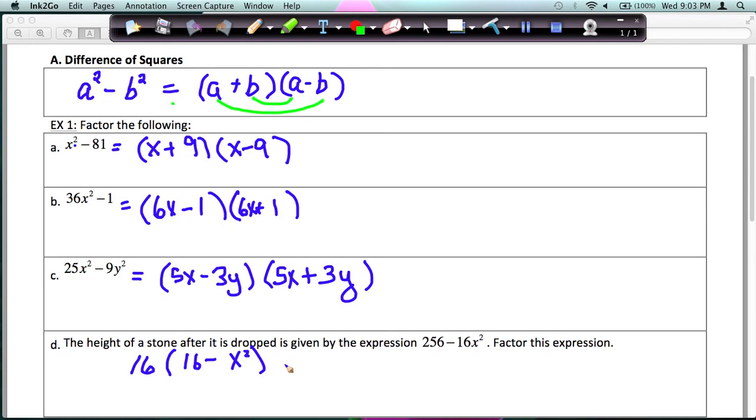Okay. Now that I've pulled the GCF out, I have two terms here. This is a difference of squares, so I'm going to go ahead and factor it. The square root of 16 is 4, and the square root of x squared is x, or basically what multiplies by x squared would be x times x. And that's factored.